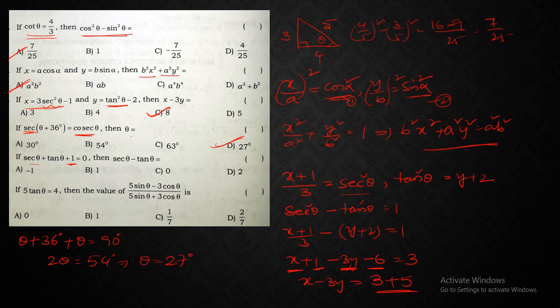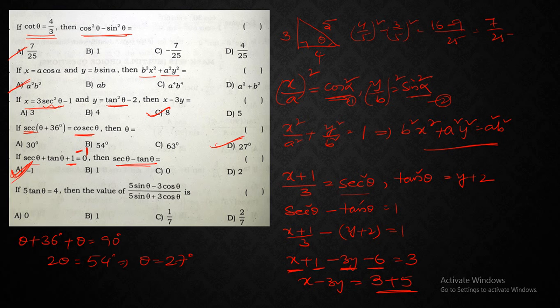Next, secant theta plus tan theta plus 1 is equal to 0. So when I transpose this one, this becomes secant theta plus tan theta is equal to minus 1, right? Then secant theta minus tan theta is equal to, so what we are going to get? Reciprocal of minus 1, no? So what is reciprocal of minus 1? Reciprocal of minus 1 is minus 1 only. So clearly both the values are same. So 5 tan theta is equal to 4.